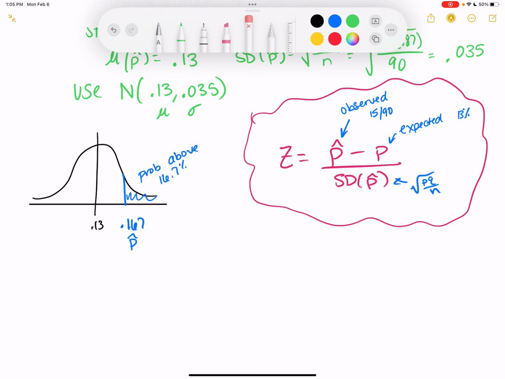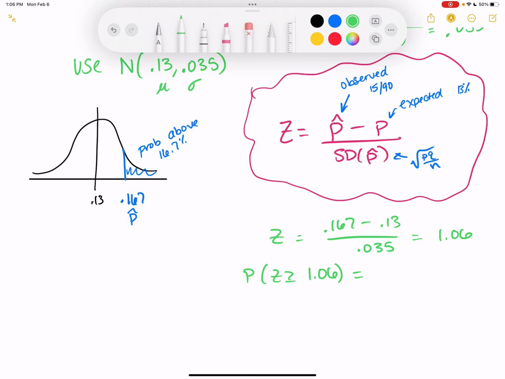It was pretty rough. So if I were to do this for this problem, just so that you've seen it, it would be 0.167 minus 0.13 over 0.035, which is 1.06. Then we would do the probability of z being greater than or equal to 1.06, which would come from a table, and I'll show you what that gives you in a second. But we can do the calculator way that we were doing before with normal CDF. So I would just do normal CDF of the lower being -1E99.